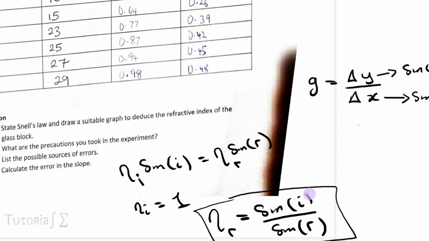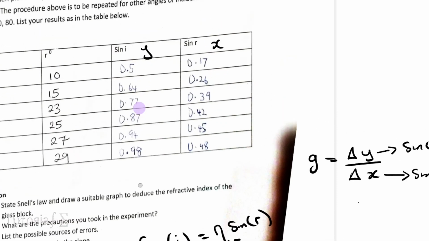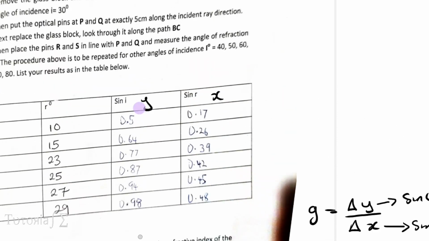We should have the sine of i over the sine of r there. So the sine of i will be the change in y, meaning that sine of i is on the y-axis and sine of r is on the x-axis. Okay, so from there we now just need to take this information onto the graph paper.